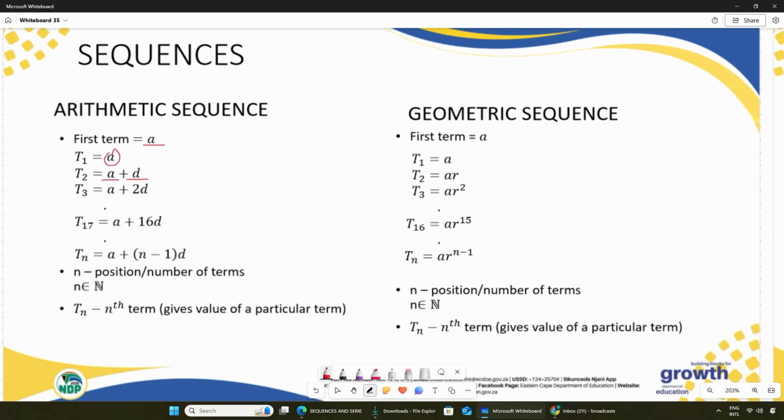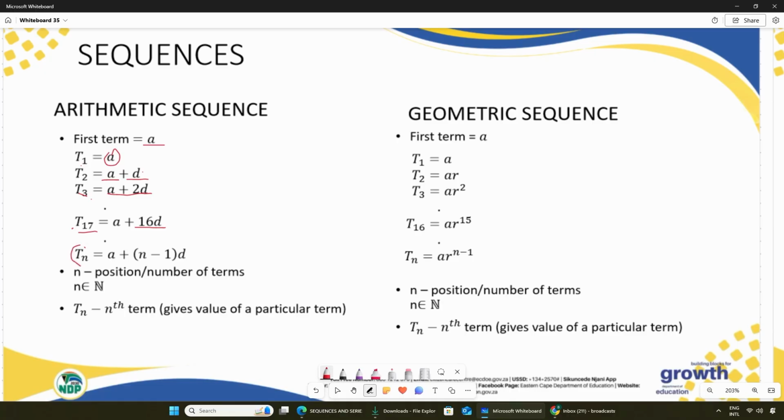And term 3 will be A plus D plus the constant difference, which is D. So you will obtain A plus 2D. Now remember what we said: when we work with a sequence, we work with prediction. That simply means you can get any term. If you notice, if you are in term 1, there is no D. If you're in term 2, you have 1 D. If you're in term 3, you have 2 Ds. That simply means if you are in term 17, it will be A plus 16D.